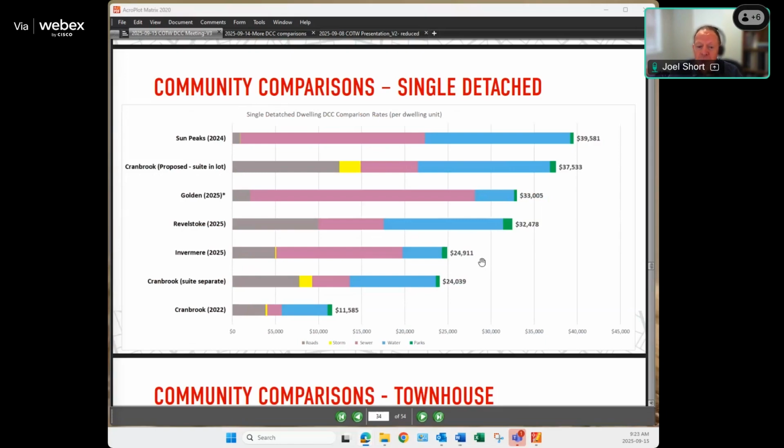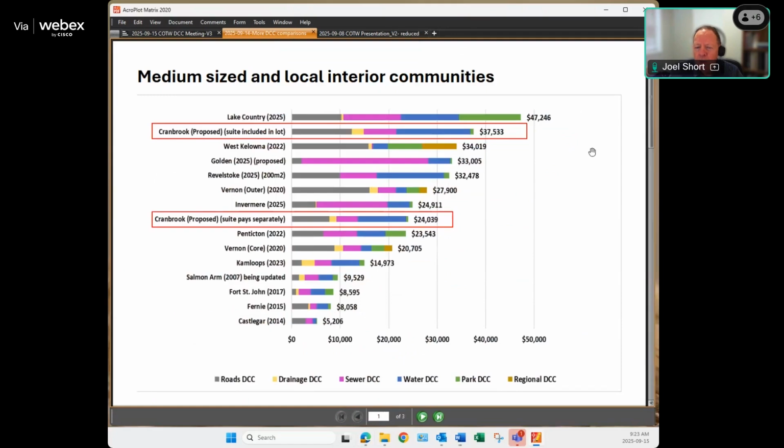And Invermere just updated theirs just down the road, 24,900. And then Cranbrook with a separate suite where you're not including the suite in would be at about 24,000. And there's your existing rates. Now, I will also show you some additional, broader comparisons. We're just doing that based on a single attached lot, because the numbers get kind of crazy when you're looking at a wide range of other communities, with all the differences. So this is for, I guess you'd call it, medium-sized and local interior communities.